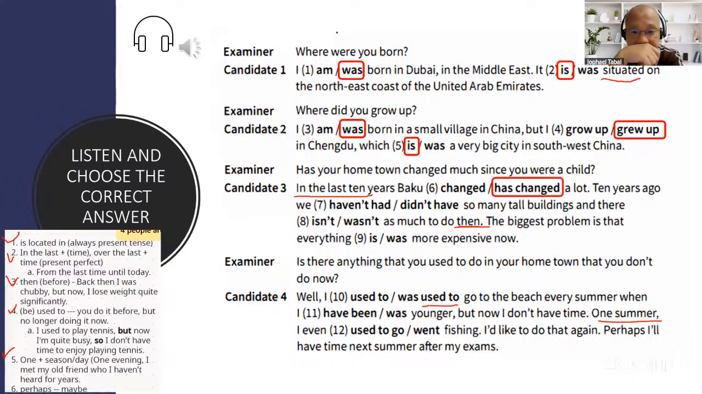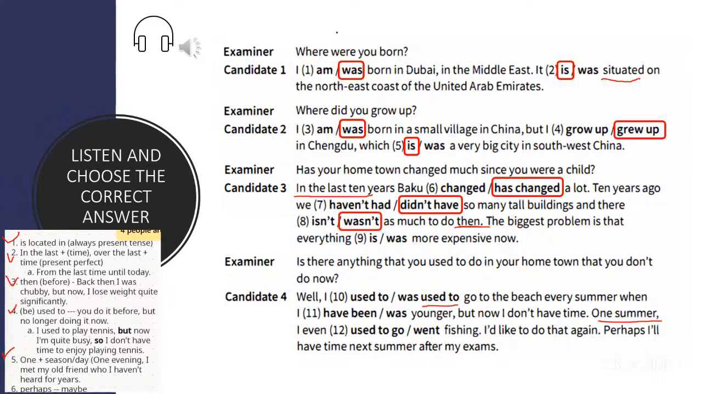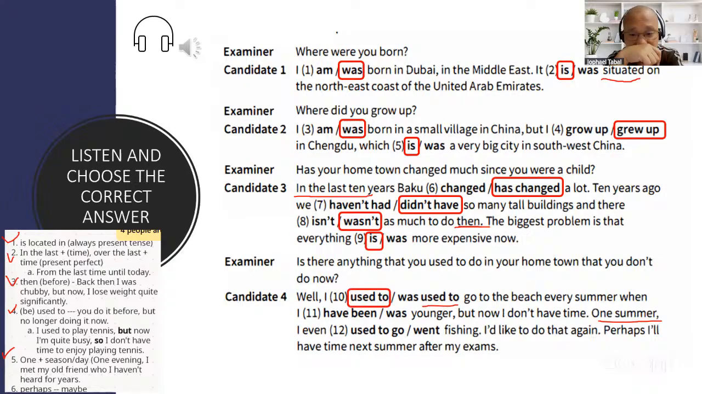And number seven. Number seven didn't have. Yes. Okay, we didn't have so many tall buildings. And number eight. Number eight wasn't. Yes, there wasn't as much to do then, wasn't. And number nine. Number nine is that everything is more expensive now. Number 10, used to. Yes, used to. I used to.